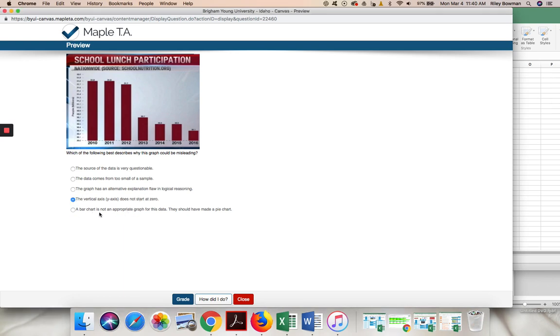And the last one is a bar chart is not an appropriate graph for this data. They should have made a pie chart. No, a pie chart tells us percentages, and here we're looking at different categories, in this case years, and so it makes very logical sense to use a bar graph. So this one right here is the correct answer.